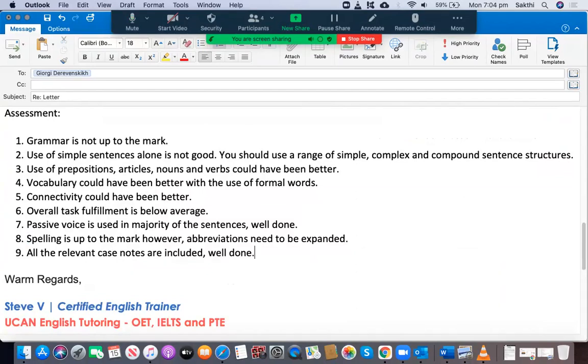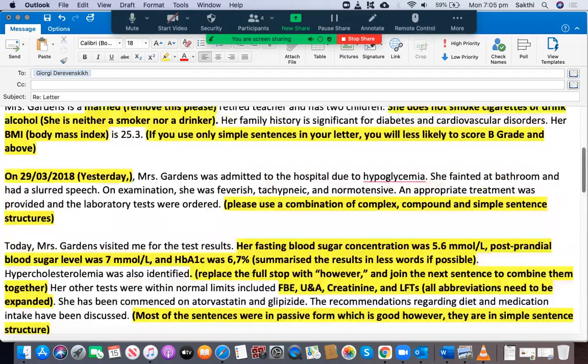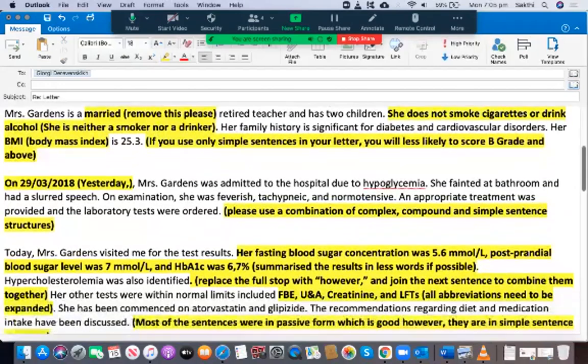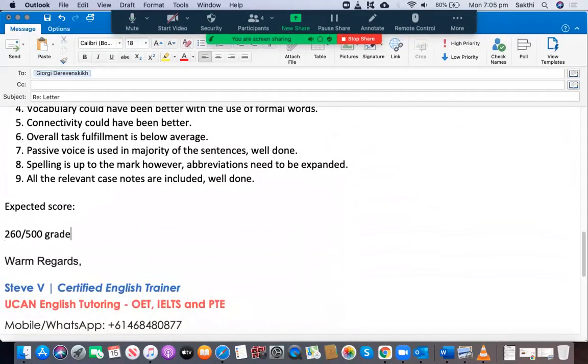Well done. Okay, so the expected score is, as he has committed several grammatical mistakes, to me this sounds like a C grade letter. It's not that good because he has committed several mistakes. According to me, he must be able to get about 260 out of 500. Great. Okay, it's going to be a C grade letter anyway. All right.